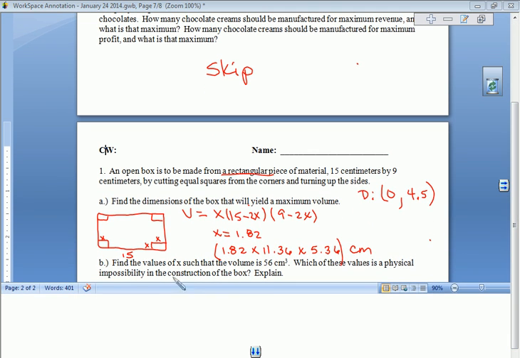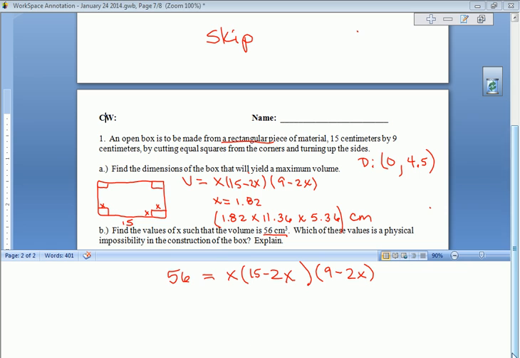Okay, now B. Find the values of x such that the volume is 56 centimeters. We're not looking for the largest, obviously, because we had 110 just a second ago. But we want the volume to equal 56. So 56 equals this stuff. Hopefully all of you still have your calculators. To solve this, what's the only thing we need to do with this equation? Make it equal to 0.